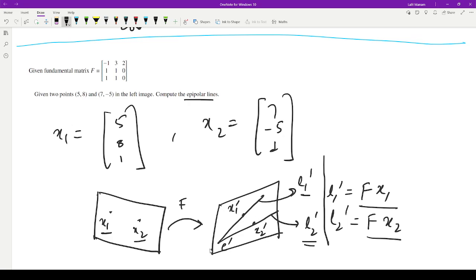So if you have another point x3, you can always compute the corresponding epipolar line as E prime cross x3 prime. Yes, sir. So given these 2 points, you can always find this specific epipolar line. Correct. That's all. There is nothing more to this question. It's just the realization that the lines can be written pretty easily, F x1 and F x2. That's all.